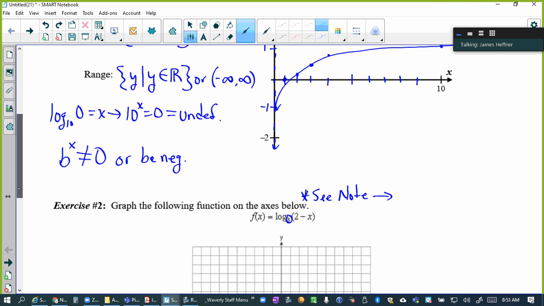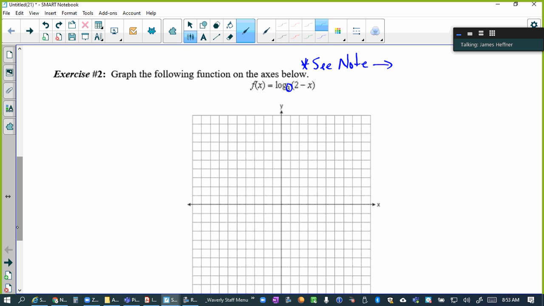Okay, down to exercise 2. All right, so we have a function log base 3 of 2 minus x. Okay, we're going to use a table again. We're probably going to have to use change of base, unless your calculator can do base 3. So it's not base 10. So let's get a table of values to graph this thing.